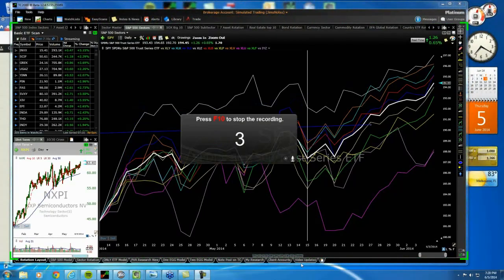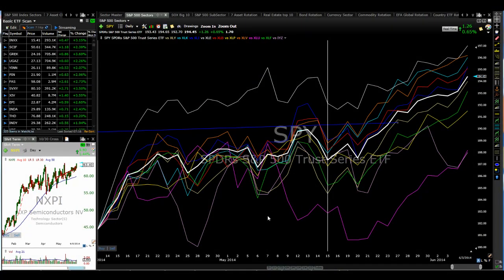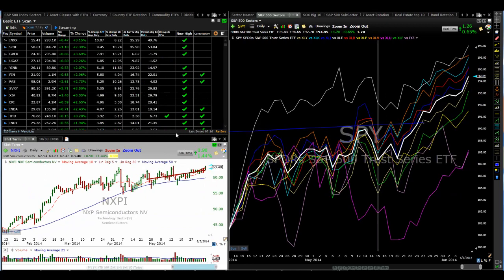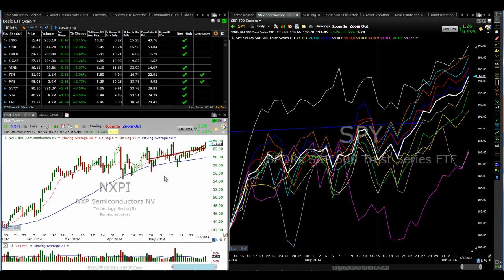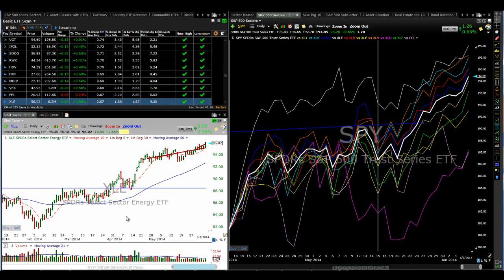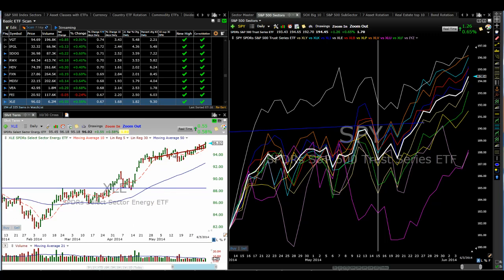All right. Now, if we said that energy was one of the things that we wanted to look at relative to this component, I want to go over here to this chart and pull this across. If I put XLE on here, you can see energy from the 11th, which is right here on this bottom bar, coming forward. You can see what energy has done.